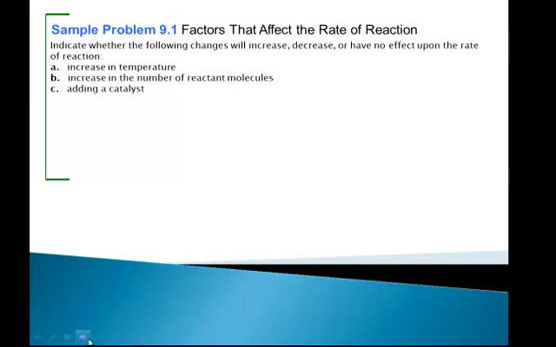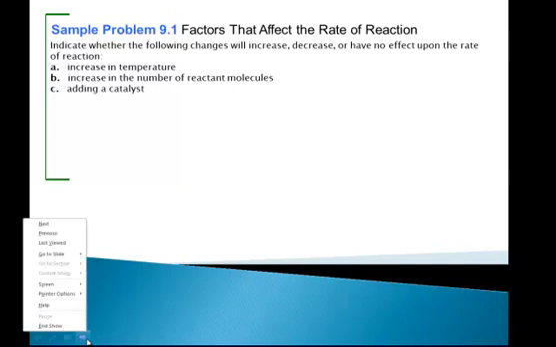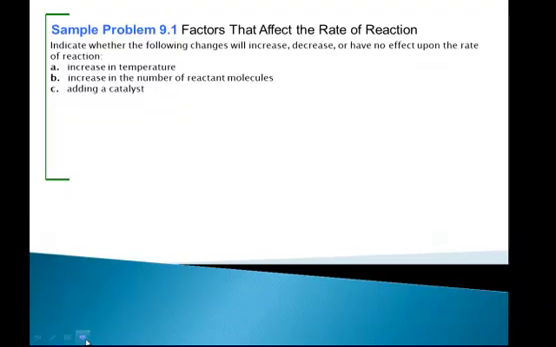So if we increase the temperature, that should cause more collisions, and that would result in a faster reaction. For B, if we increase the number of reactant molecules, there's going to be more molecules floating around, so there's going to be more collisions possible, and the more collisions possible, the faster the reaction. And if we add a catalyst, that should also increase the rate of the reaction. And therefore you can see it says increase, increase, and increase.